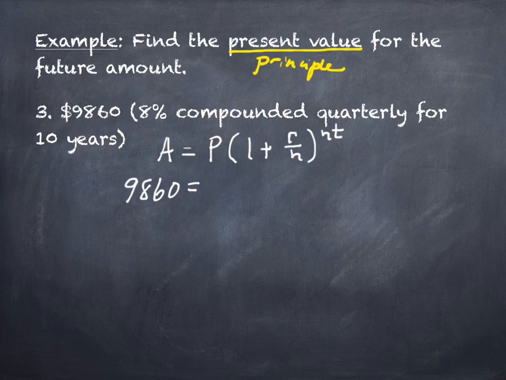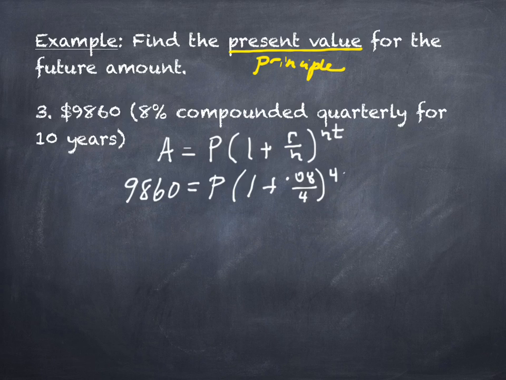P is what I don't know, right? It's what I'm looking for. So it will remain as P. 1 plus, those are all already there. What is the R? 0.08, thank you. What is N? 4, because it said compounded quarterly, right? N is still 4. What is T?